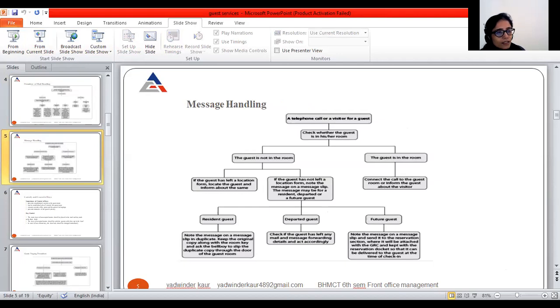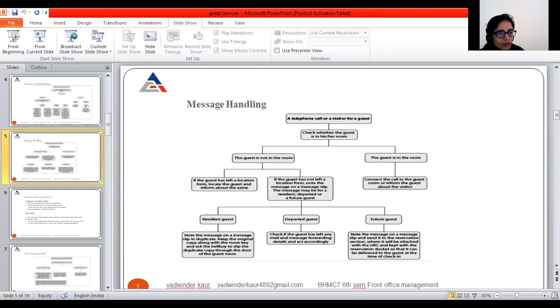So next is a telephone call or a visitor for a guest. Check whether the guest is in his or her room, right? This is the message handling we have to do in the hotel. Whenever we are in the hotel, we have to discuss the telephone and some other points. So message handling in a hotel: a telephone call or a visitor for the guest. Check whether the guest is in his room.